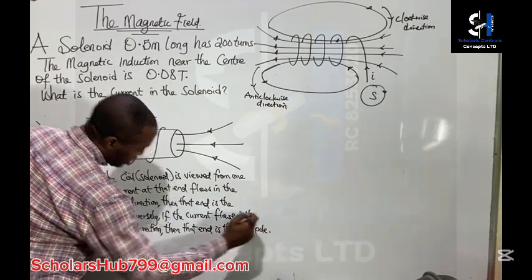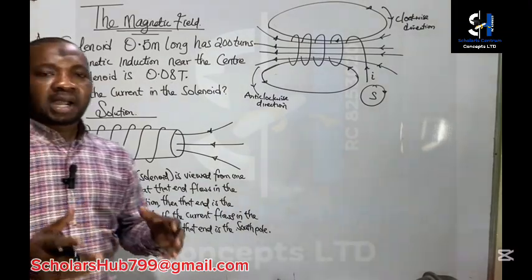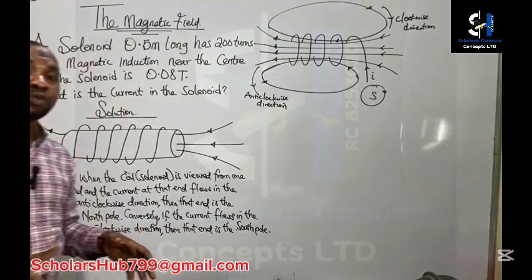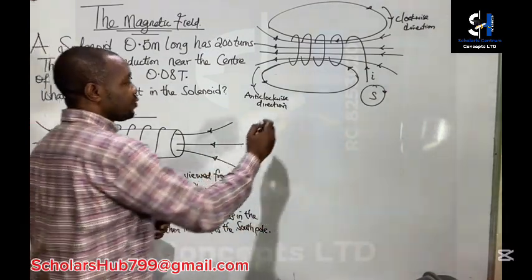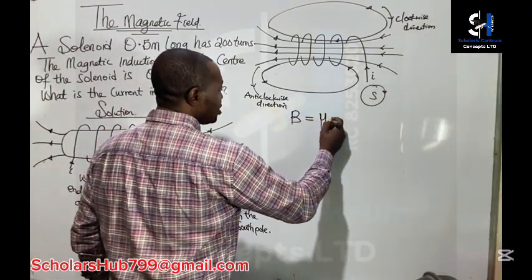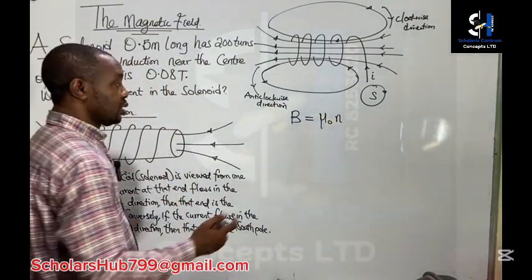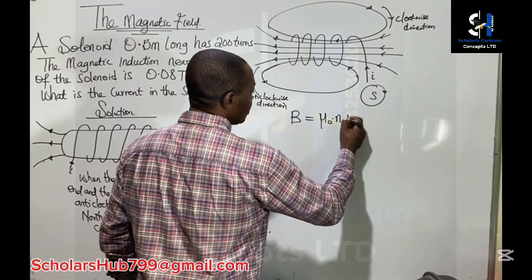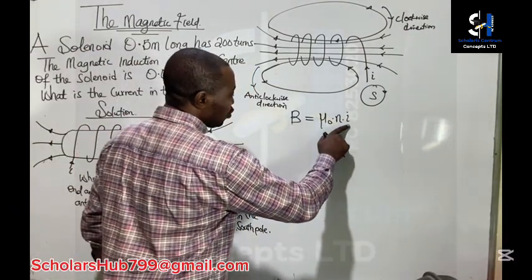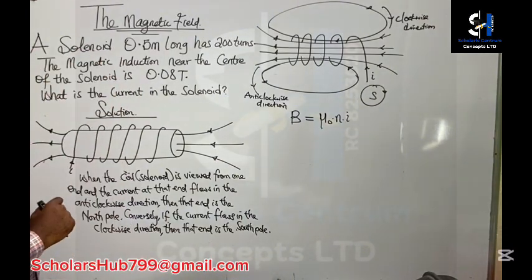That end is the south pole. So now, the magnetic field. To calculate the magnetic field of a solenoid, we have the formula B equals the permeability of free space multiplied by the number of turns per length, then multiplied by the current entering the solenoid. Remember, we want to find the value of I, which is the current in the solenoid.